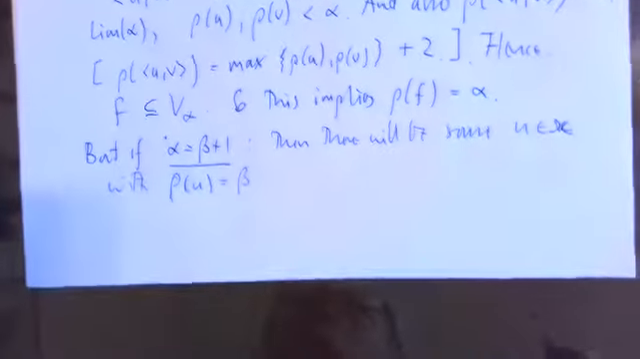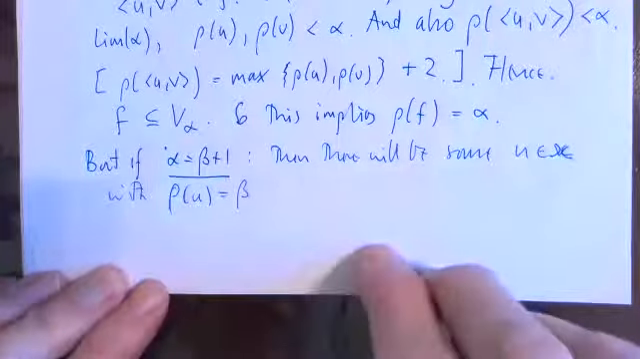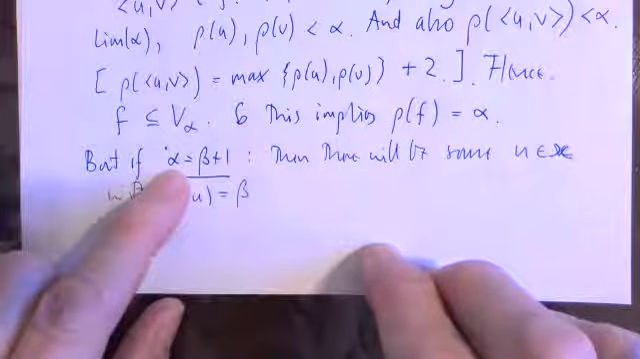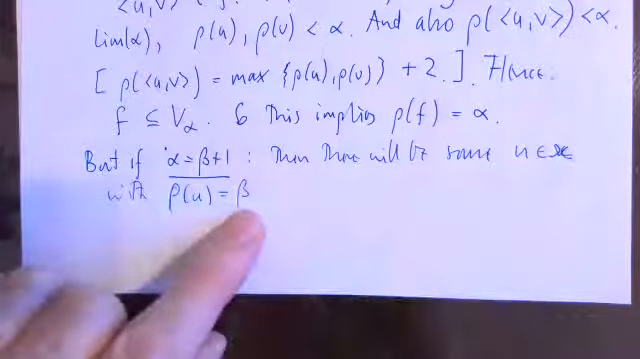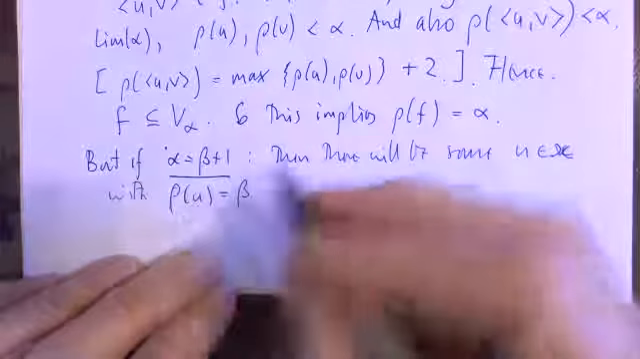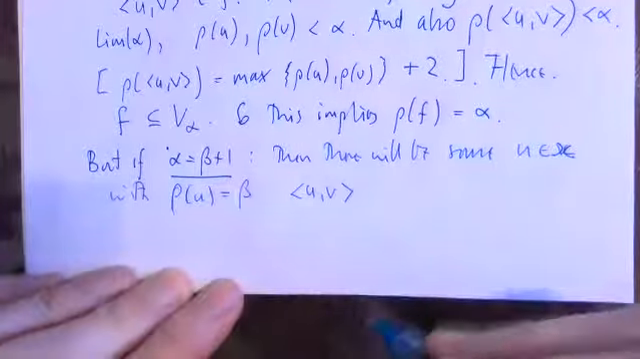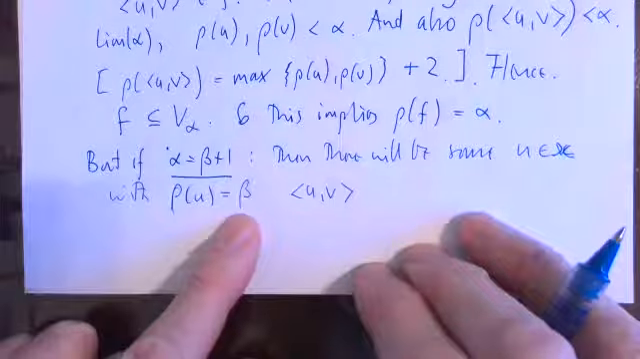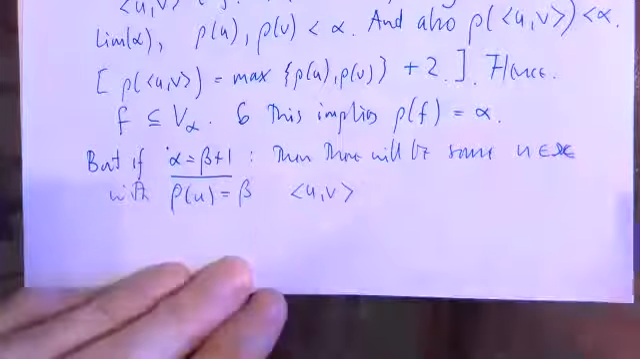With a rank of U equals beta. Because X is a subset of V alpha, nothing smaller, there's an element of X whose rank is beta. So in that case, this UV here is going to have, in the analysis above, rank 2 more than beta, right?